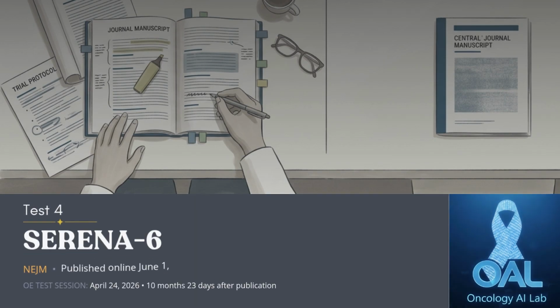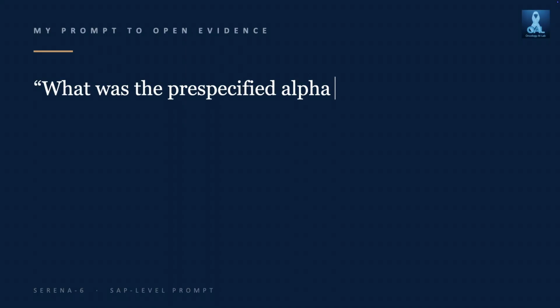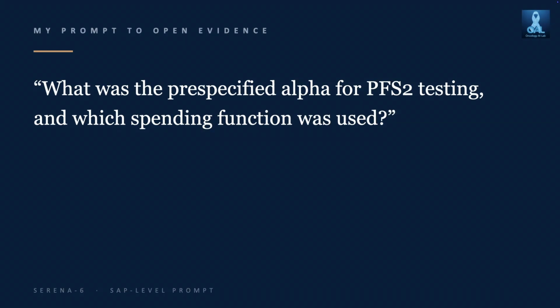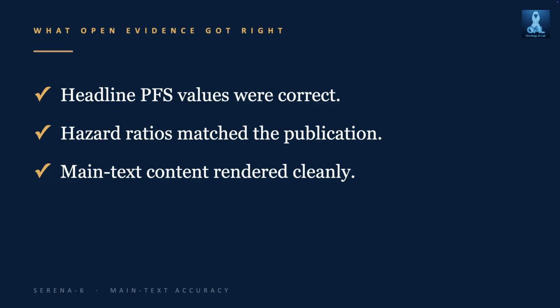Test 4. Serena-6, also in the New England Journal of Medicine, published June of 2025. Gyawali's primer flags statistical overpowering and the pre-specified analysis hierarchy. The PFS2 alpha threshold is located in the statistical analysis plan, and that's exactly what I asked. OpenEvidence answered the main text content accurately. PFS values were correct, and the hazard ratio matched the publication.